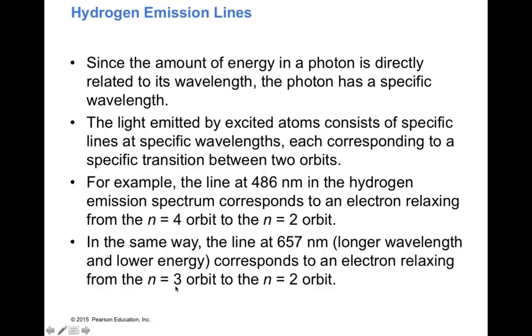The amount of energy from 3 to 2 is smaller than the energy released from n equals 4 to 2. That's why the wavelength is longer. Remember that the longer the wavelength, the lower the energy and the lower the frequency.